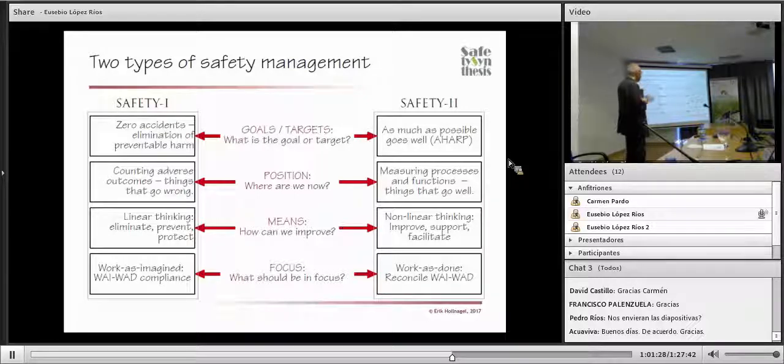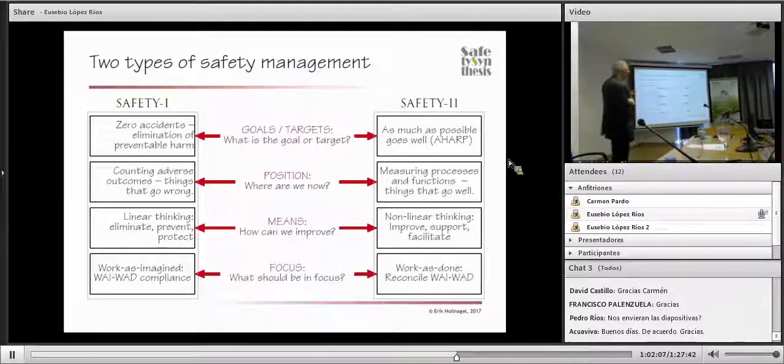The means of improvement is, in Safety-I, classical thinking about causality: finding the causes, eliminating or weakening the causes, building barriers and trying to prevent. In Safety-II, the means are to try and understand what goes on. This means we need to switch from linear thinking to nonlinear thinking, to what has been called non-trivial systems. We need to understand the complexity of the systems and not try to reduce the complexity.